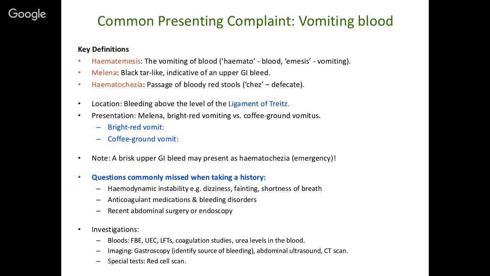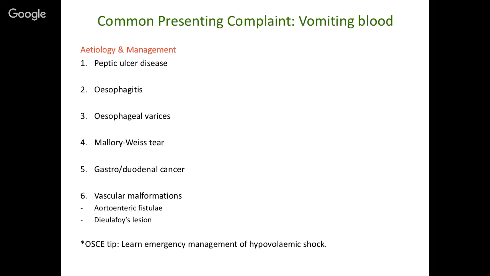Investigations are as below. It's important to try and identify the source of bleeding. A red cell scan is when you take a bit of blood from a patient, label it with a radioactive isotope, put it back in, and then perform a nuclear scan to try and find the source of the bleeding. But gastroscopy is also pretty good at doing that.